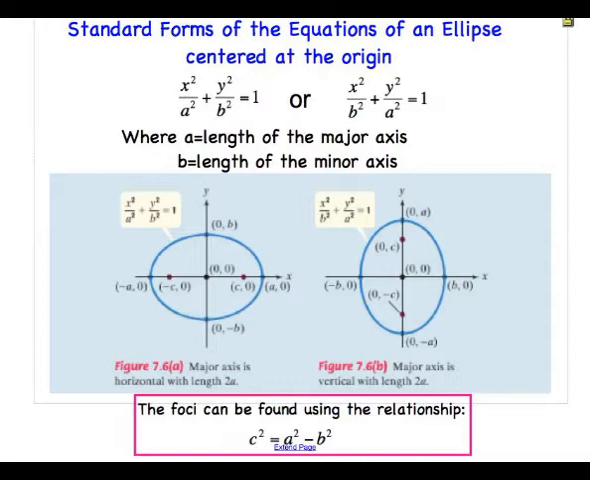So if we have the standard equation of an ellipse that is centered at the origin, that's where the center of the graph is, as you can see in these two. And we're going to write it. Notice that it's always going to equal 1. Now, notice again the difference is where A is and B is.